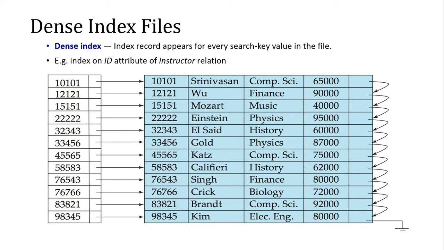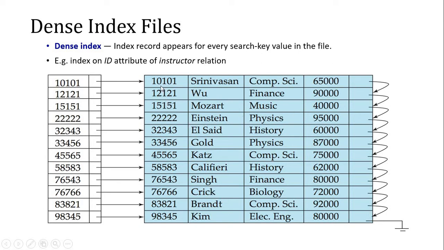So if we look at an example from a book, the instructor table. There are so many data there. So basically here are some data. They have some IDs, their names, their departments and their salaries.